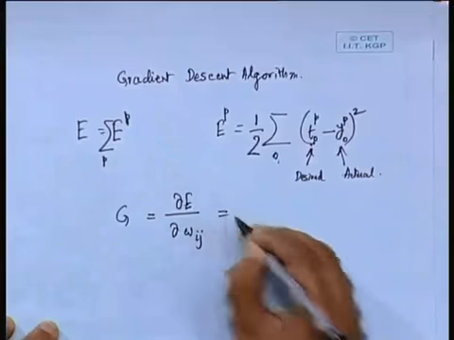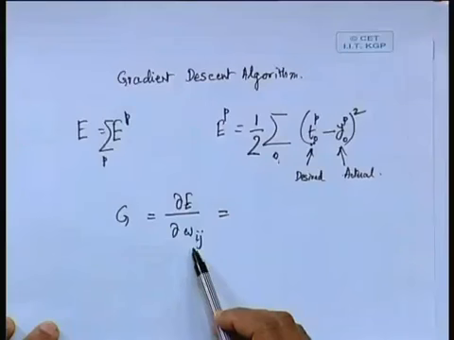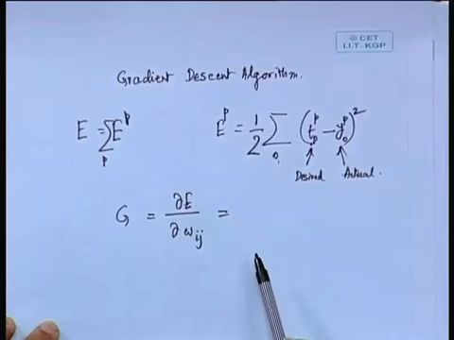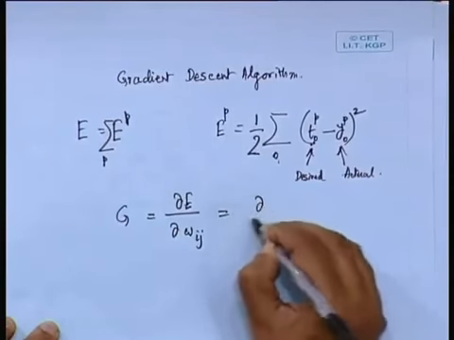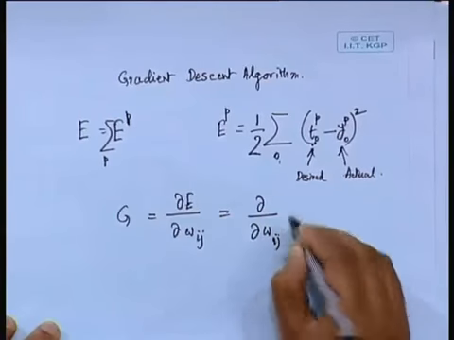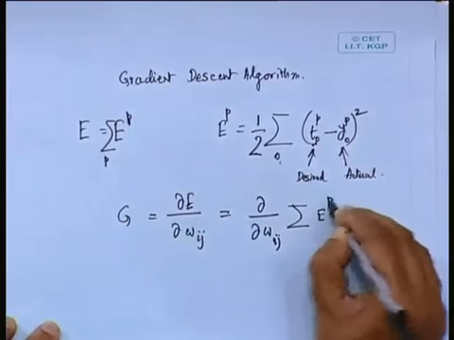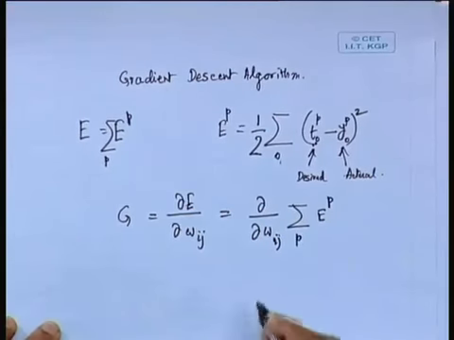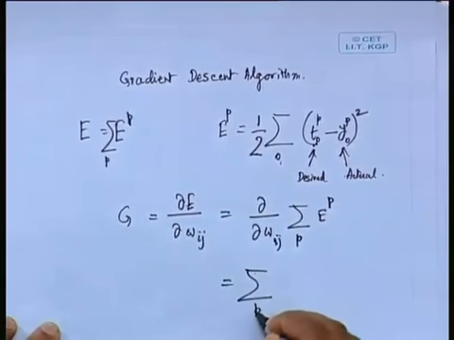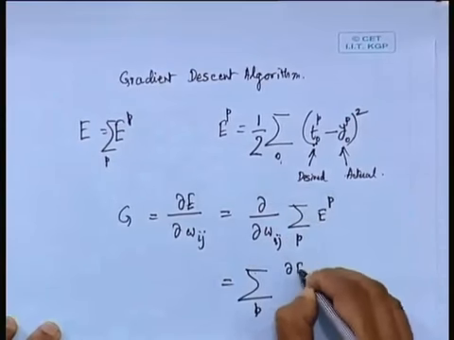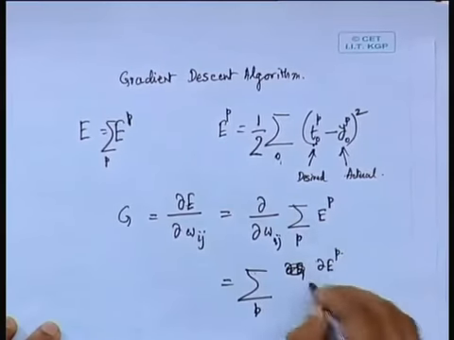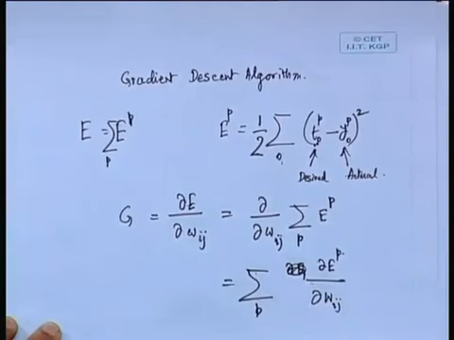So if we make it like this, in this problem we have dou E dou Wij. Now E becomes the summation of EP, correct? And we can simply write this as dou Wij of the summation of EP over P. That's just a different way of writing E, right? And effectively we can take the summation outside, so this is dou EP dou Wij. So this is the gradient.